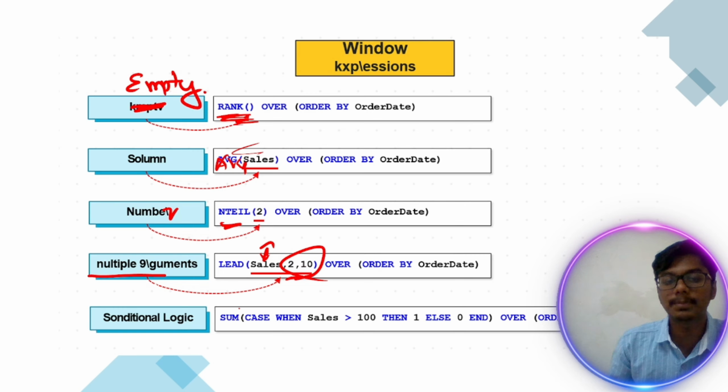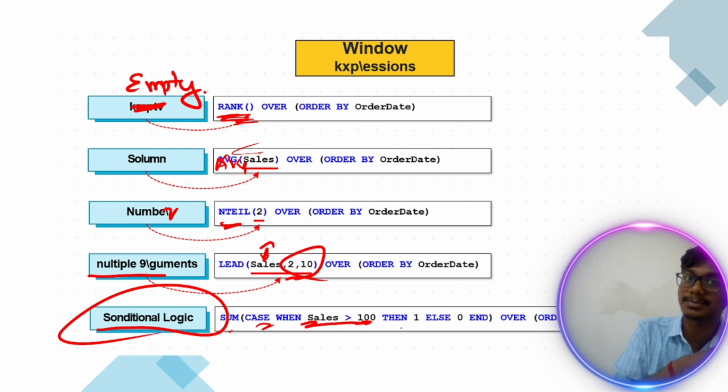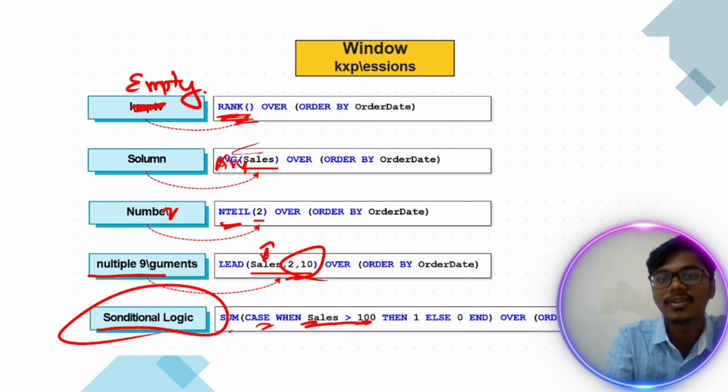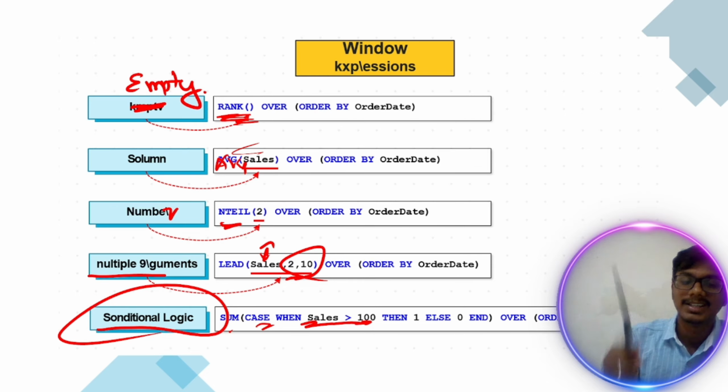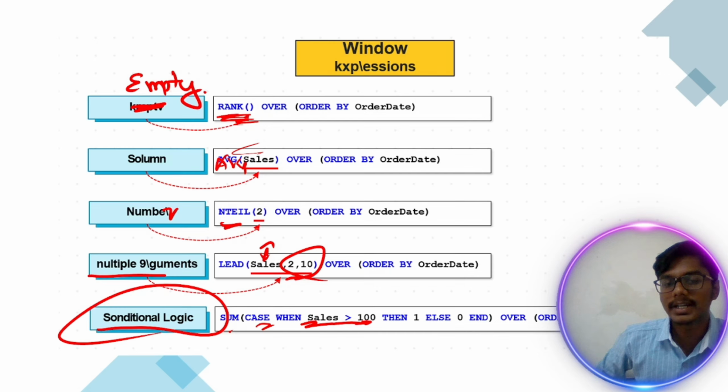Likewise, we can give multiple arguments also, and we can give conditional logic also. Sum of case when sales is greater than 100. Like in the previous video we discussed the case when statement, right? If you haven't watched the videos, please make sure to subscribe and watch the video and subscribe to the Kishorelytics channel, guys. This is very useful when you are getting into Python SQL interviews in many more companies, right?